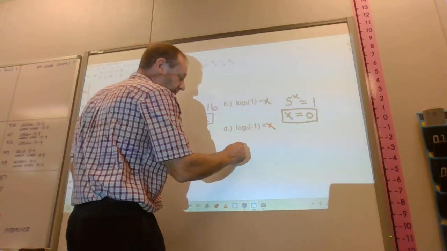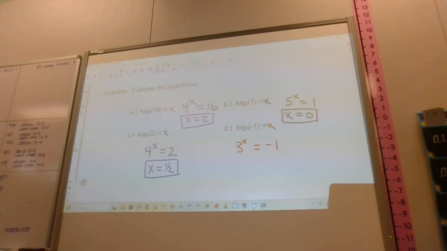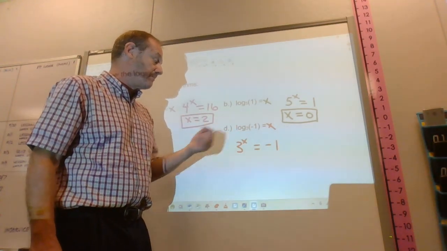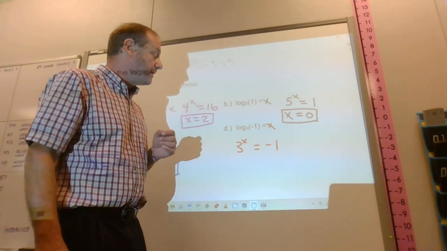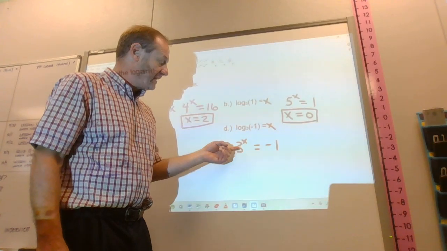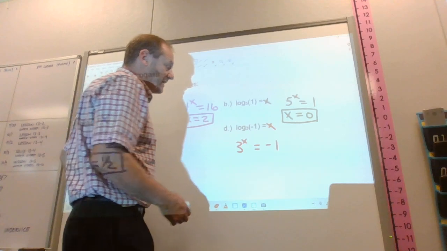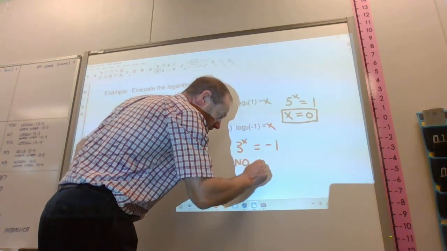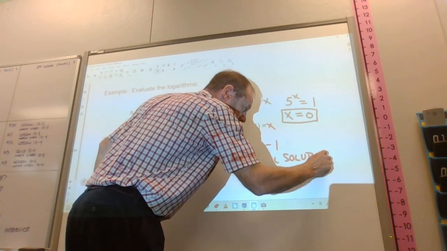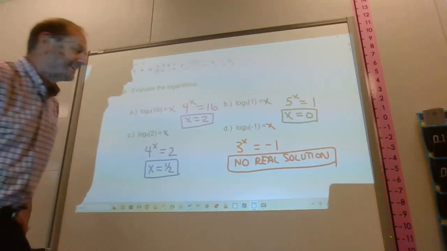Okay, on this one, 3 to some power is -1. Well, let's see. If I take this to a positive power, 3 to the first power is 3, 3 to the second power is 9. That's getting bigger. 3 to the 0 power is 1. 3 to the -1 power is 1/3. If I put a negative number in here, I get a positive fraction. There is no time ever that 3 to the x power is -1, so we would say there is no real solution to this. Okay, a logarithm like that cannot be negative.